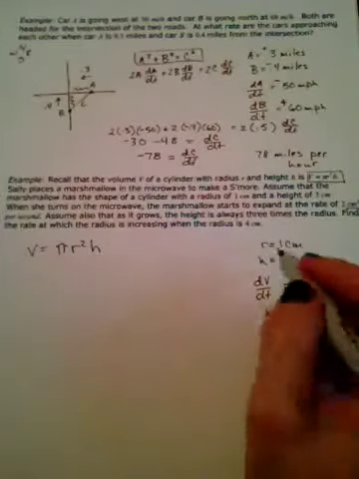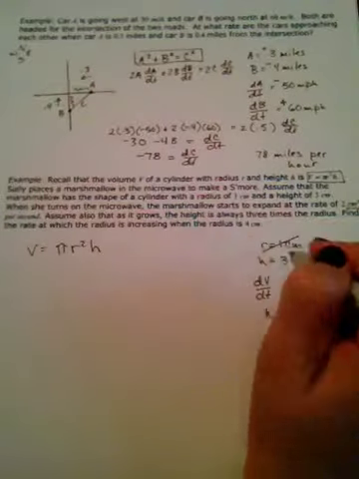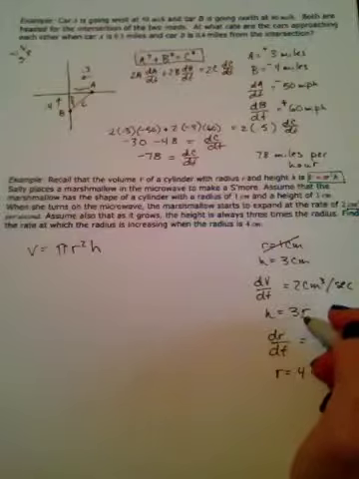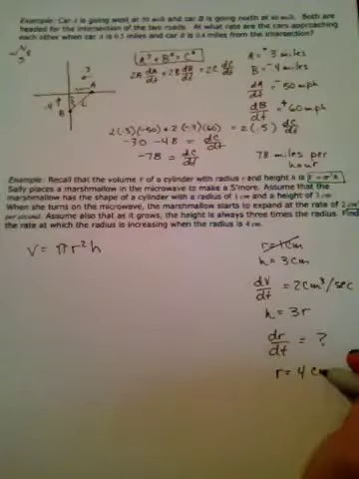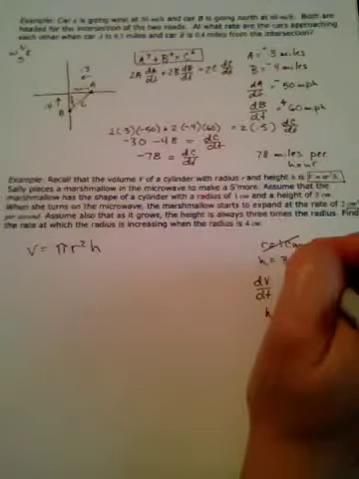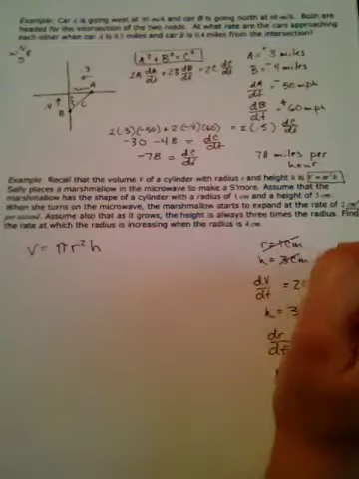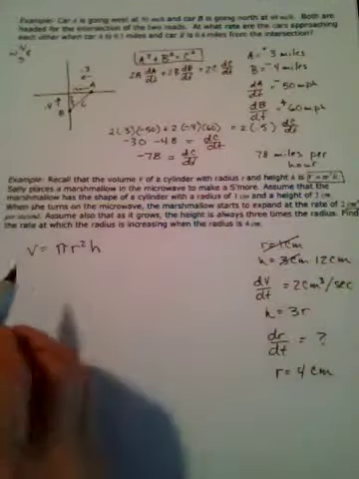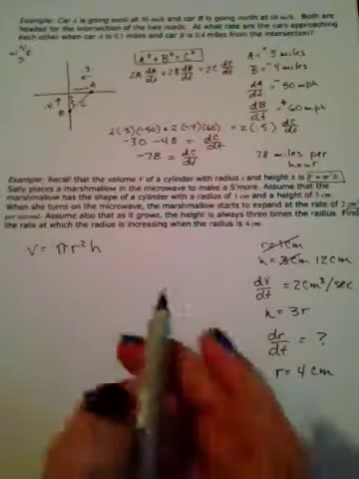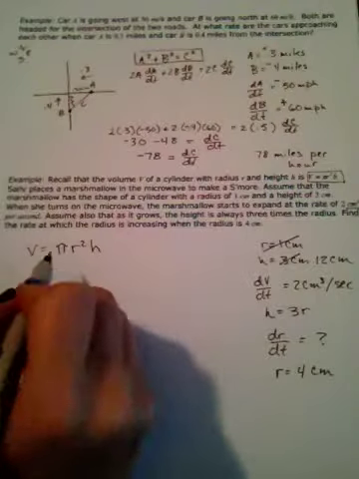Okay, so my radius is no longer 1 centimeter, it's 4 centimeters. I also know that that changes my height. My height is 3 times the radius, so it'll be 3 times 4 centimeters. My height is 12 centimeters. Okay, this is the equation that relates my variables. I need the equation that relates my rates. So I'm going to take the derivative with respect to time.